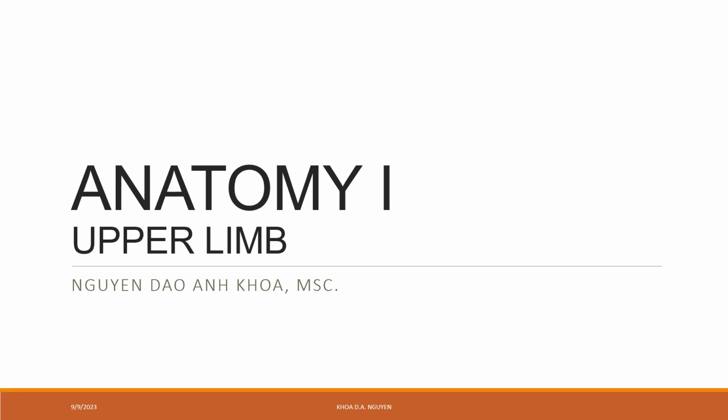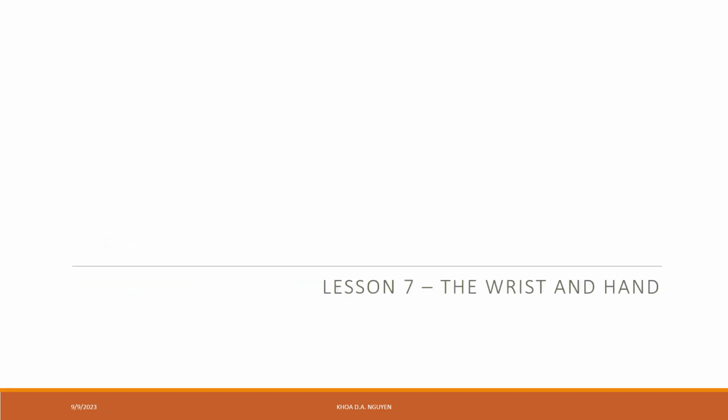Well, hello everybody and welcome back to Anatomy 1. Let's continue our discussion of the upper limb by going through the last regions that we have at the upper limb. And those regions are going to be the wrist and the hand. This is going to be lesson 7 in our plan.